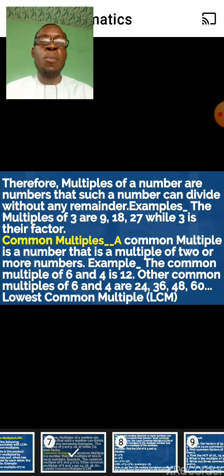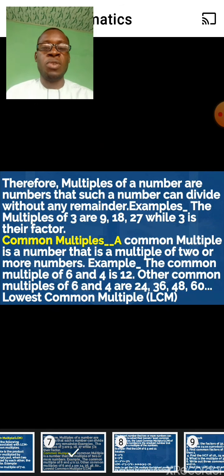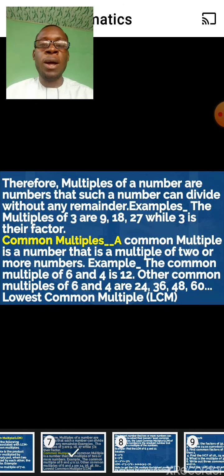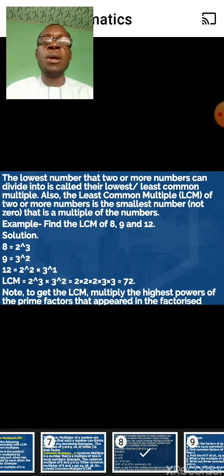A common multiple is a number that is a multiple of 2 or more numbers. Example, a common multiple of 6 and 4 is 12. Other common multiples of 6 and 4 are 24, 36, 48, 60, etc. We now go to lowest common multiple, that is LCM, or you call it least common multiple.